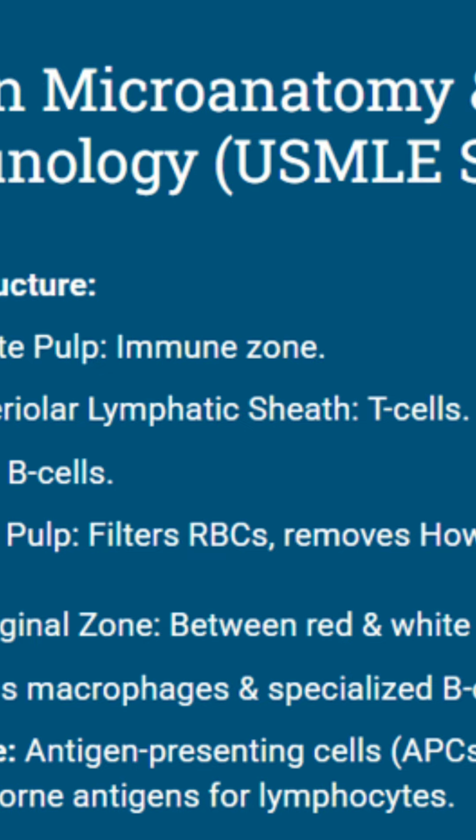The red pulp is the filter. It clears the worn out RBCs and catches things like Howell-Jolly bodies post-splenectomy. And the real board favorite is the marginal zone. It is sitting between the red and white pulp. It's packed with macrophages and specialized B cells acting as your first responders to blood-borne antigen.